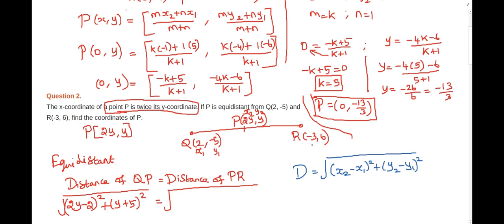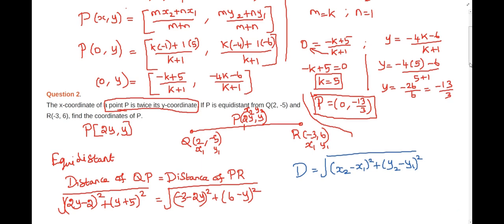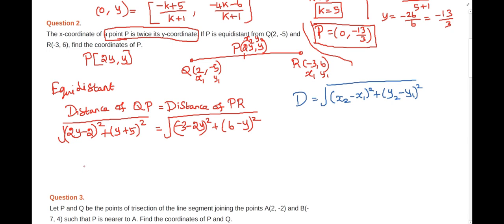Again you can assume R will be x1, y1. So (-3 - 2y) whole square plus (6 - y) whole square. Now for removing the roots, just squaring on both sides.